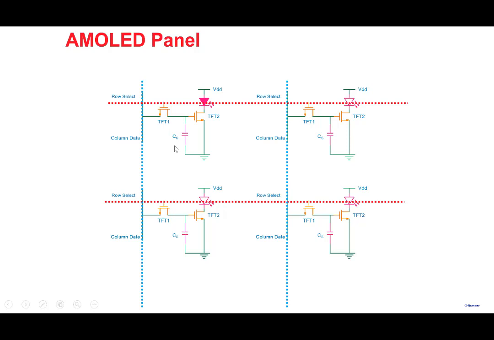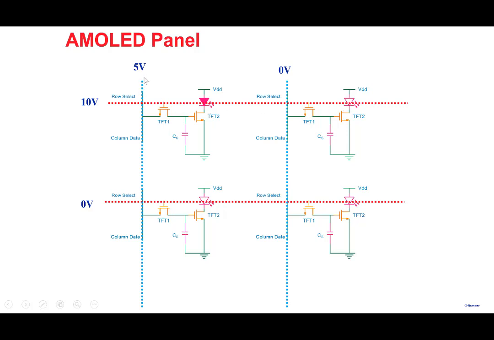Again we do row by row. Let's say we have selected row number 1, the first row. To select it, we apply a high voltage here, let's say 10 volts. What this 10 volts will do is turn this transistor on. It's like a switch. So this particular transistor will be on and this particular transistor will be on here, right? So both these transistors are on. Now you want this LED to be on and this LED to be off.